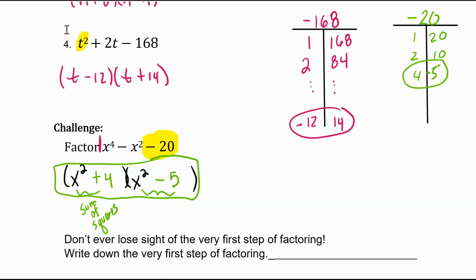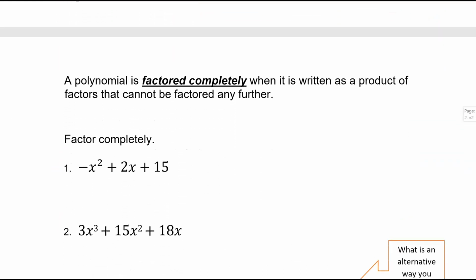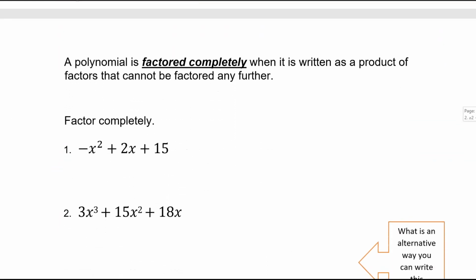Moving on, don't ever lose sight of the very first step of factoring. And what is that very first step of factoring? Take out the GCF. So that's always the very first step of factoring. Now, for these problems, a polynomial is factored completely when it is written as a product of factors that cannot be factored any further. So, for number 1, factor completely.